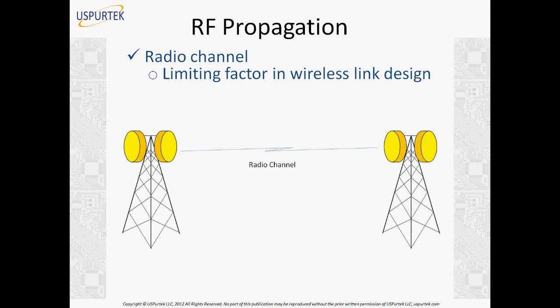Now, as many of you who are already working in the RF area must be realizing, the radio channel is the most limiting factor in any wireless link design. We can have very powerful transmitters and very powerful, very sensitive receivers, but if the radio channel is not good, we simply don't receive our signal. You must have noticed this when you have your cell phone with you and you are inside a building and the signal fades. You simply cannot receive a signal. So that's why the radio channel, the RF propagation, is such an important factor in designing any wireless link.